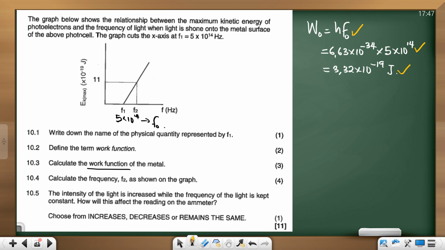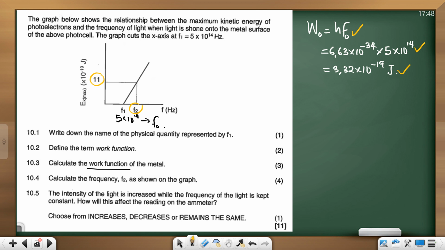All right, guys, check. Now, the examiner says calculate the frequency of what? F2 as shown on the graph. Now, what do you notice on the graph? We've got F2 there. But what do you have here?